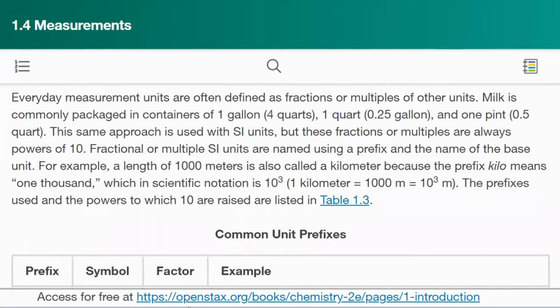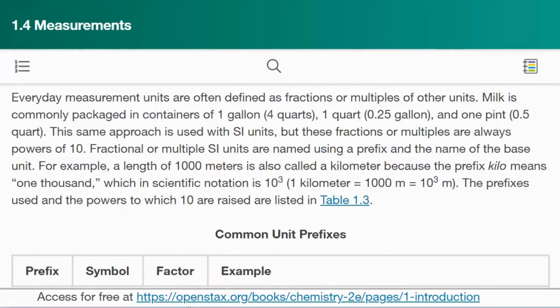Everyday measurement units are often defined as fractions or multiples of other units. Milk is commonly packaged in containers of 1 gallon, 4 quarts, and 1 quart is 0.25 gallons, and 1 pint is 0.5 quart. This same approach is used with SI units, but these fractions or multiples are always powers of 10. Fractional or multiple SI units are named using a prefix in the name of the base unit.